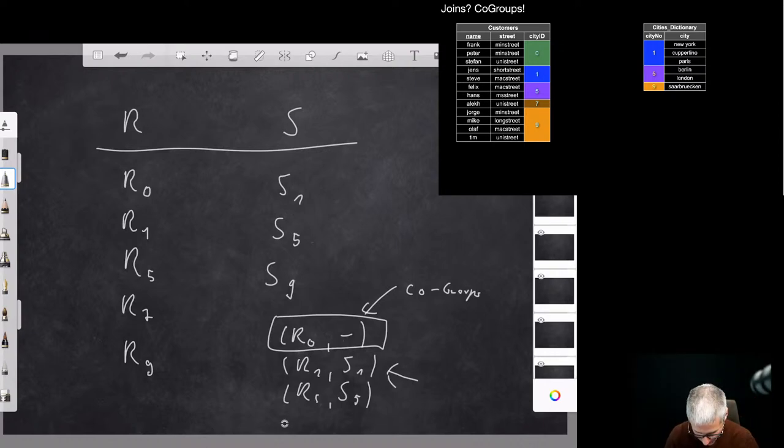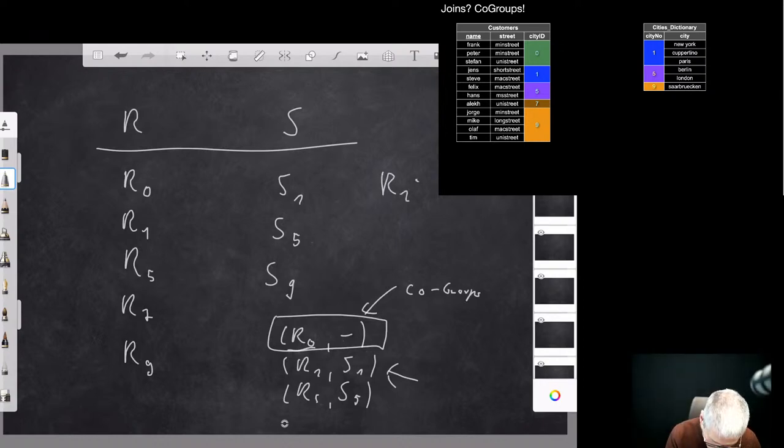So the only thing in order to compute this join result is to do the following. I only have to consider the cogroups where there's a horizontal partition for both inputs. So basically here, if you look at this R0, there's no S0. I don't have to do anything. But for the ones where there is a horizontal partition for both, like R1 and S1, the only thing I need to do here is compute R1 cross S1.